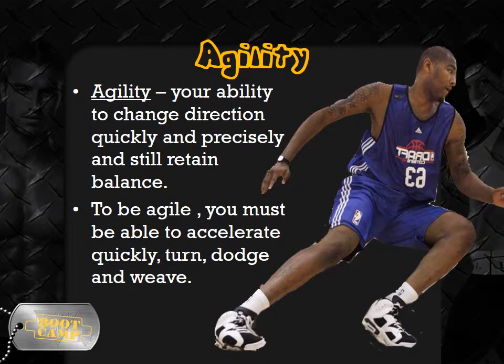The next component of fitness we're looking at is agility, and it's your ability to change direction quickly and precisely and still retain balance. So sprinting and then changing direction pretty much without falling over. To be agile, you must be able to accelerate quickly, turn, dodge and weave. And this is obviously important for lots of team sports in particular, like AFL, netball, basketball, touch football.